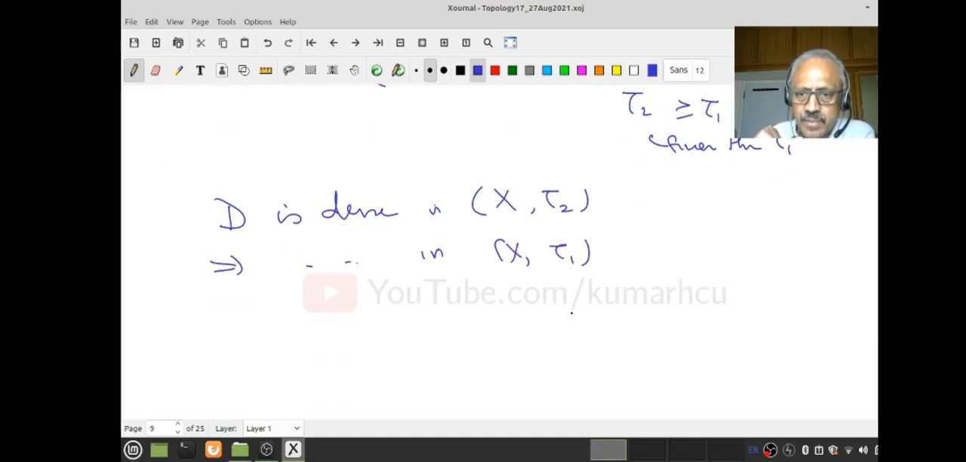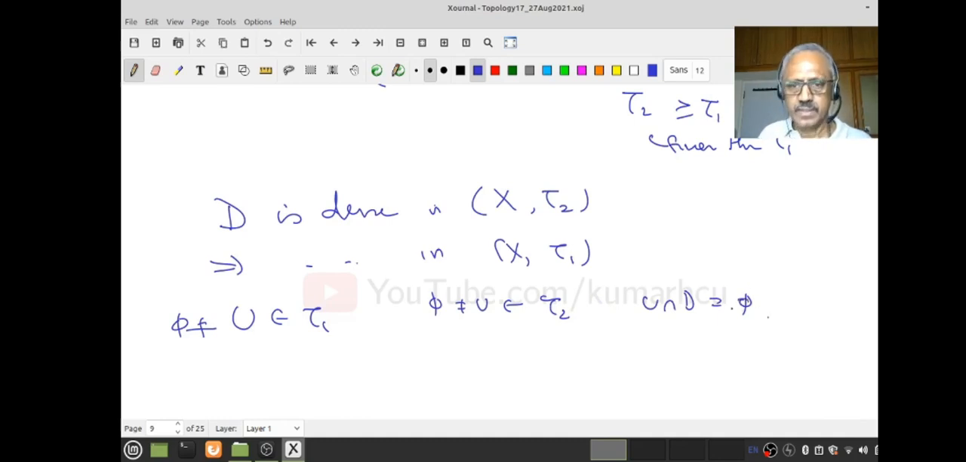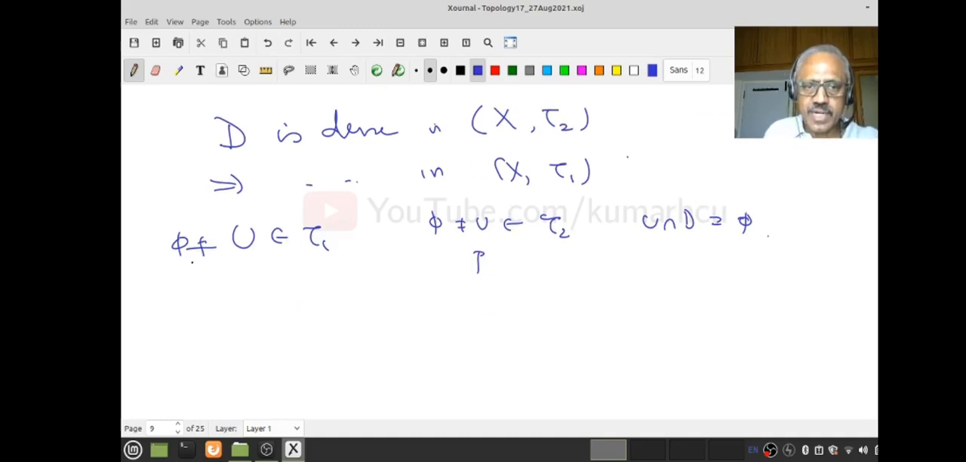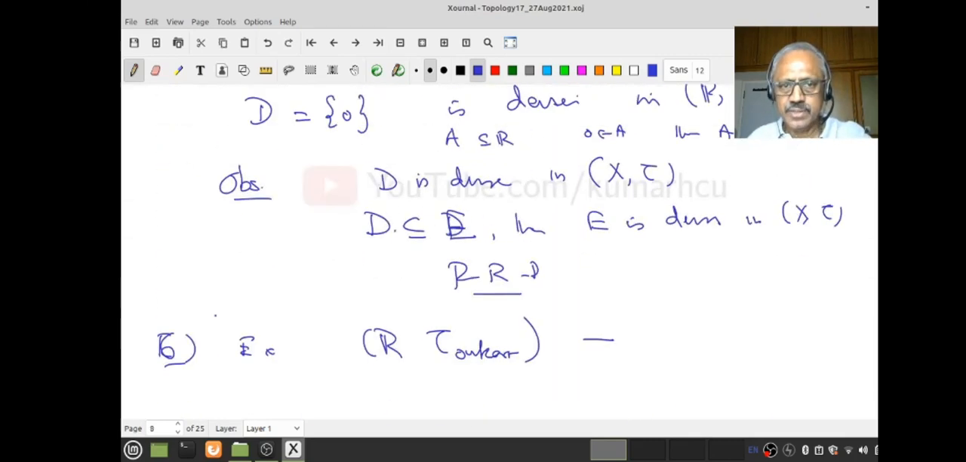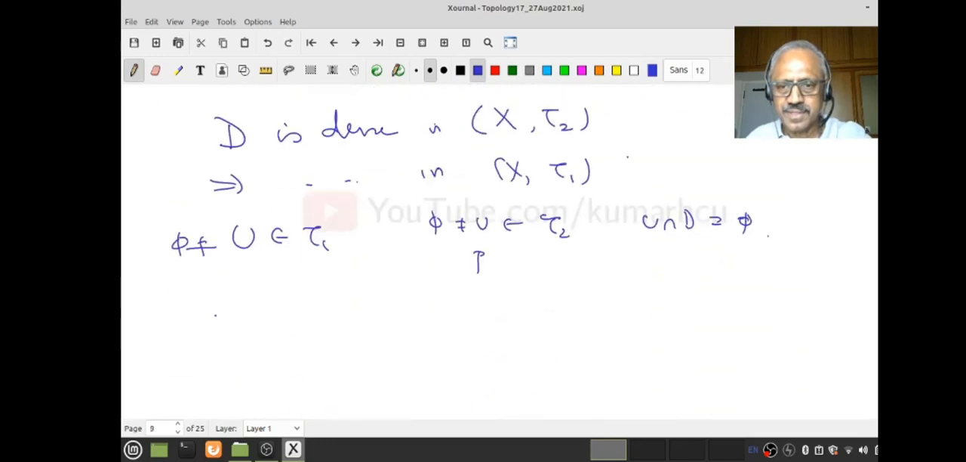Why? Because suppose you start with any open set U in tau 1 and U is not empty, then U is again a non-empty open set in tau 2, because tau 1 is contained in tau 2. Therefore U intersection D is non-empty. Therefore this is clear. On the other hand, the converse may not be true. If you have any doubt, the converse is not true.